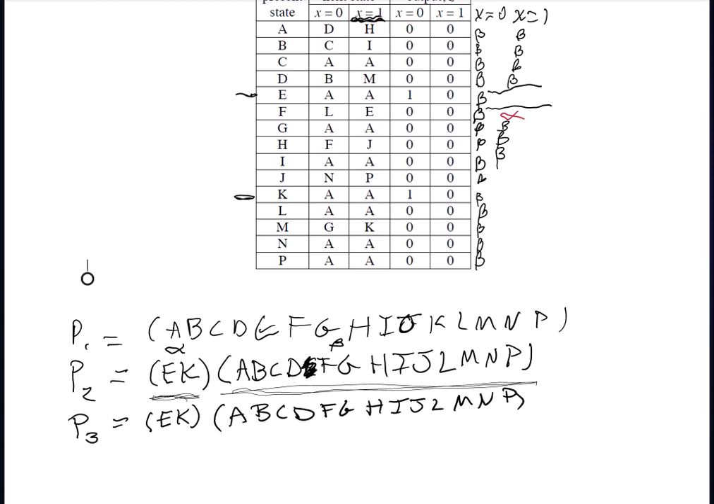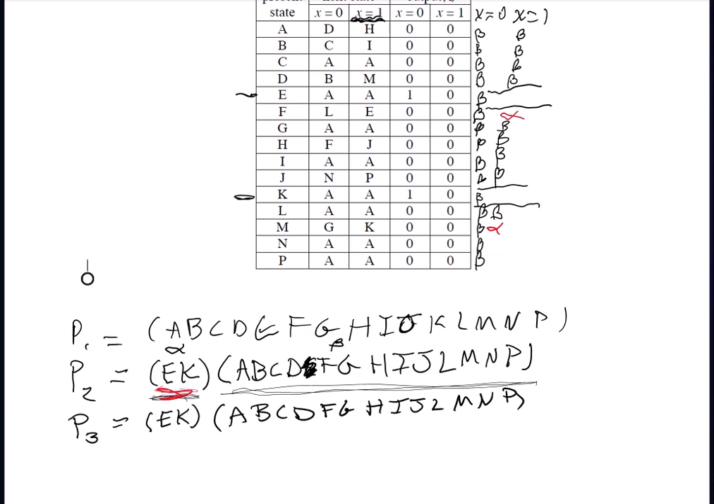Okay, and then J, the next state is P, that's the beta partition. We're not going to do K. L is, next state is A, that's the beta partition. And M is K. K is the alpha partition. You see right here, the alpha partition contains E and K. And then N is A, that's beta, and P is A, that's also beta.